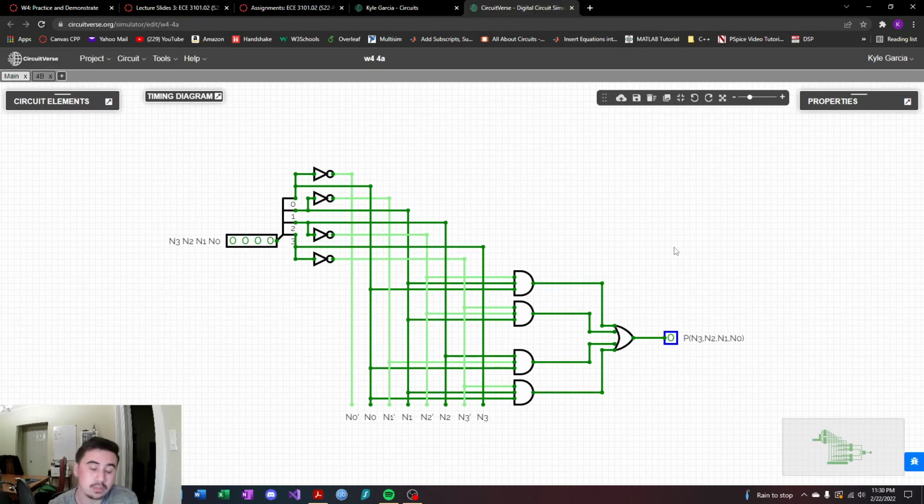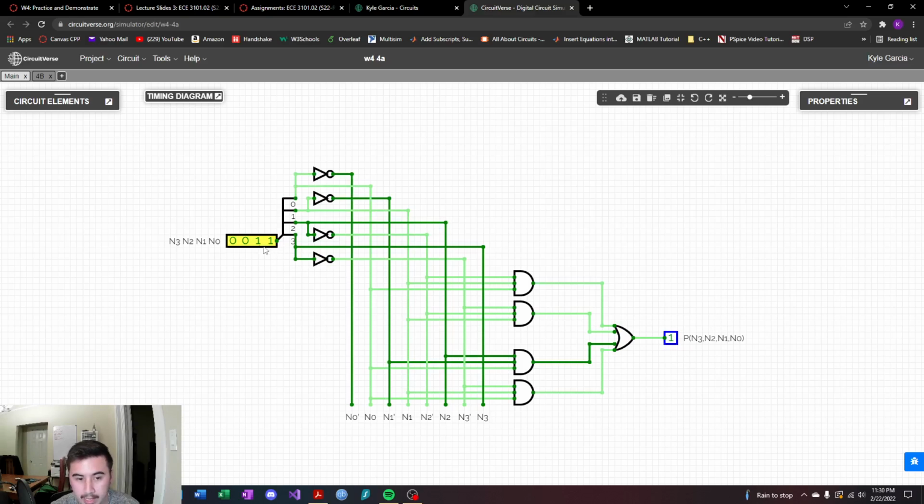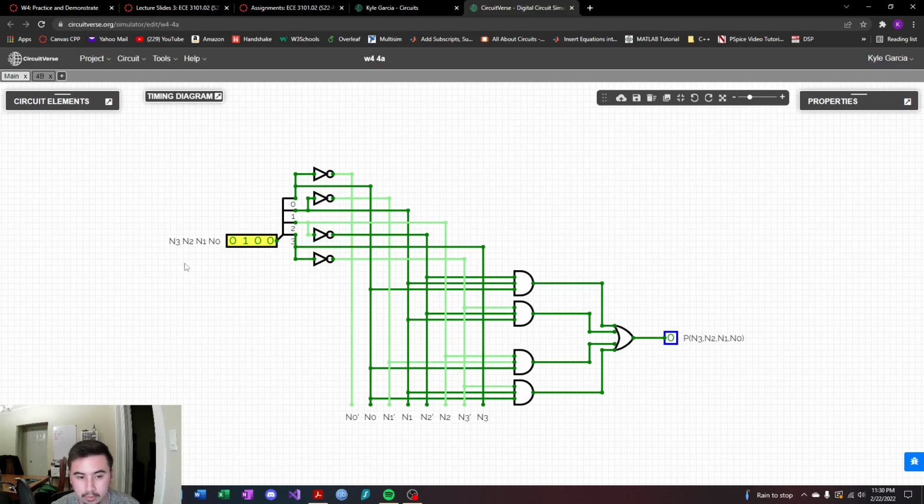So let's see if we actually get the right responses. Remember that for prime numbers, we're going to get an output. At 0, we don't have an output. At 1, 1 is not a prime number, so we don't have output there either. But at 2, 2 is a prime number, we have an output. 3 as well. However, at 4, we are not going to have an output, because 4 can be broken up into 2 times 2. But at 5, there's an output. 6, there is not. At 7, there is.